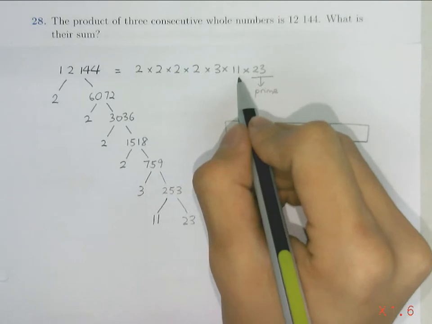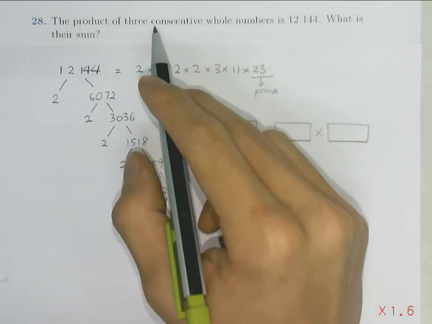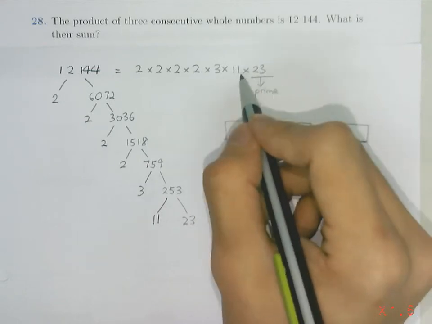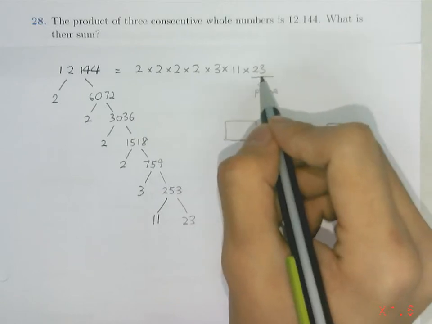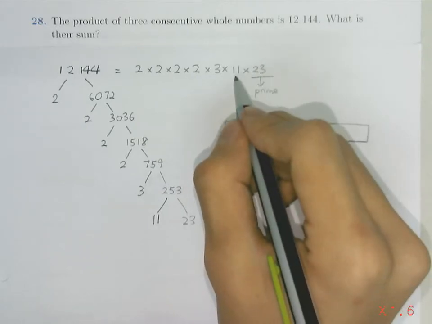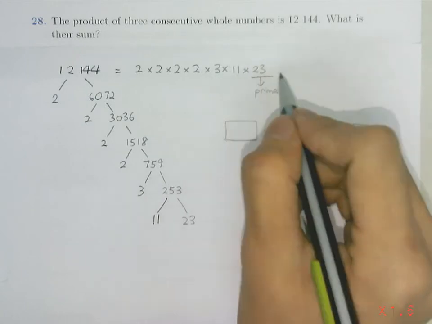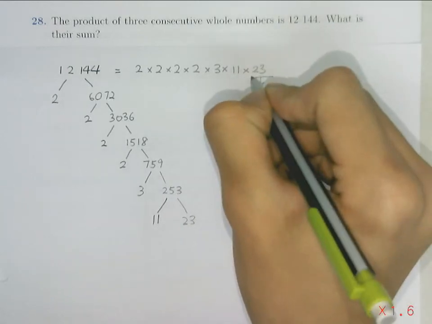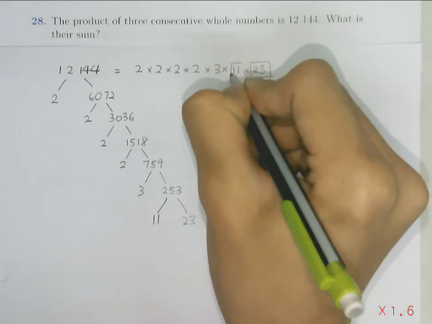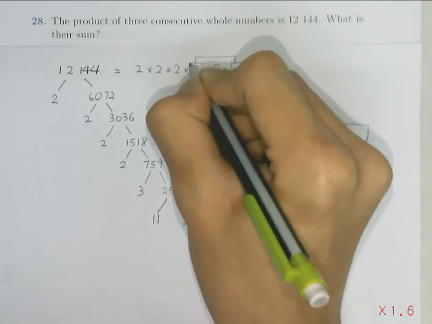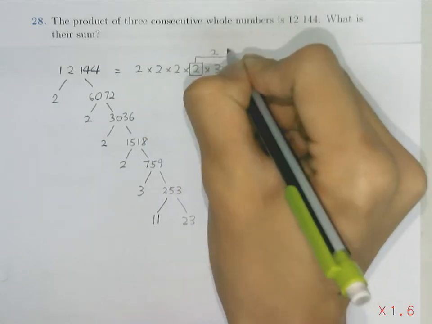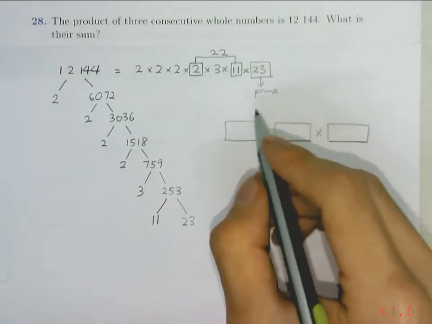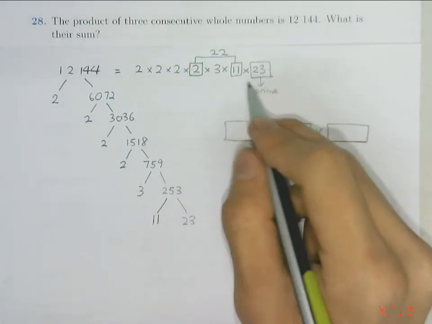So we look at 11. Since they are consecutive, the number beside 23 cannot be 11 because the difference is 12. It's too big. So we look into multiples of 11 close to 23, so we will logically use 22. I will use 11 with a 2, so that this factor will give me 22. So 22 is a consecutive number to 23. They are just next to each other.